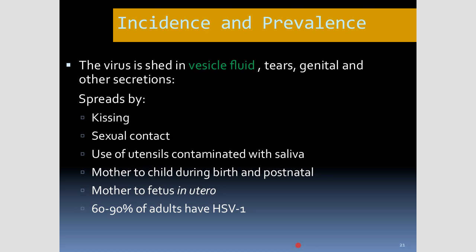The question you have to know is, what are the secretions that will have the most virus? I'll just pick up the things which are known and factual, and we teach them. The virus is shed in vesicular fluid. This is a vesicle you see, over tears, genital, and other secretions. It is spread by kissing, sexual contact, and use of utensils contaminated with saliva. So it's there in the saliva. Mother to child during birth and postnatal. Mother to fetus in utero.